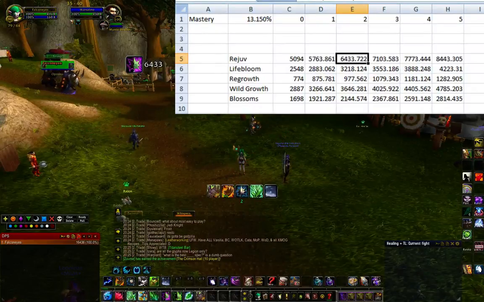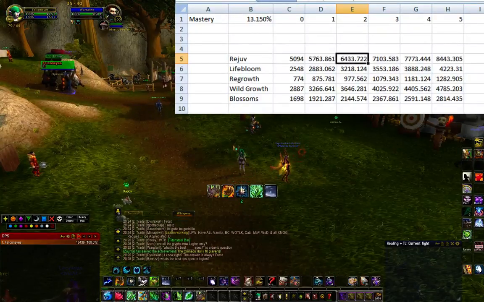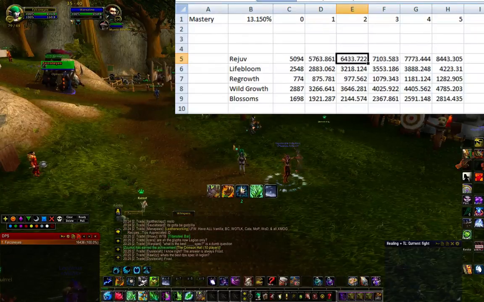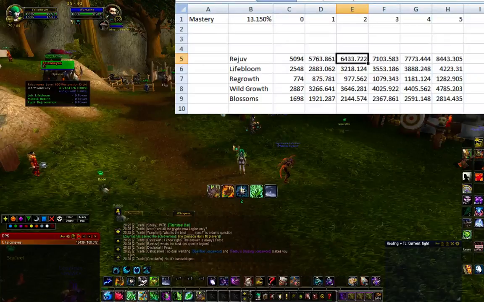And it makes it so that the amount that it ticks for is not modified based on a rolling, always recalculating basis. It's always based on how many hots you had on the target when the spell was cast.